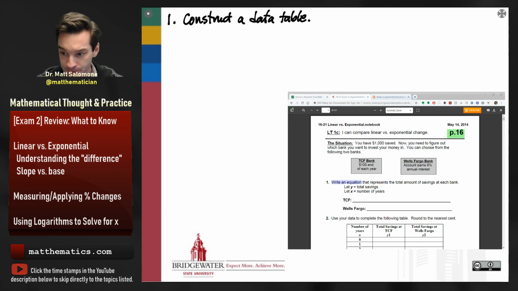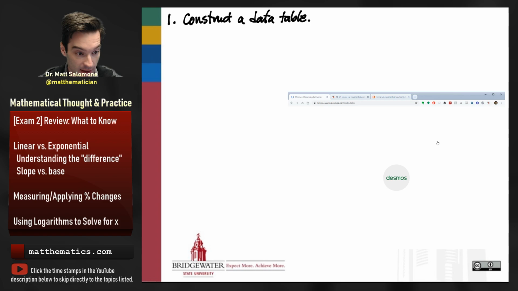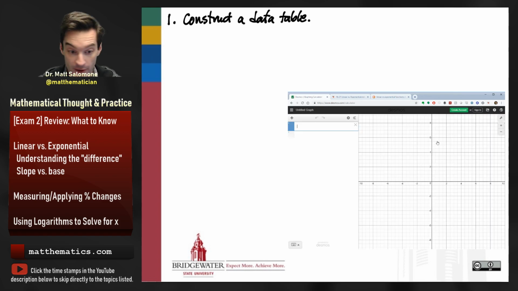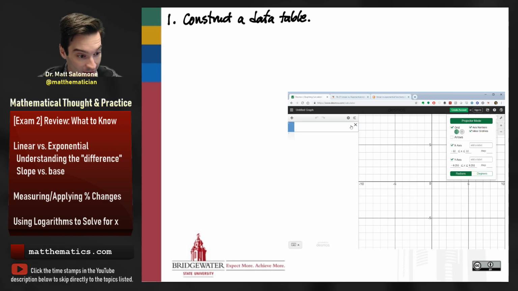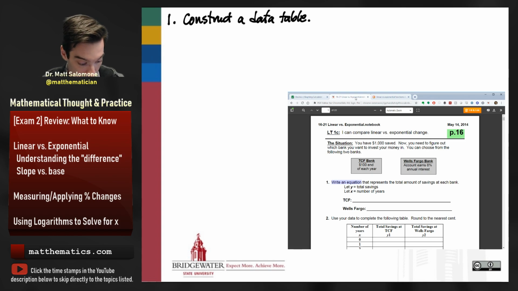So what I'm going to do is open up a Desmos window here. Again, this is a free online graphing calculator that I encourage everyone to use for purposes like this. I'm just going to open a data table over here on the side. I'm going to go back to the information that we're given in the problem and figure out what information is important. First piece of information I see is that we're starting this initial savings, initial deposit, with $1,000.